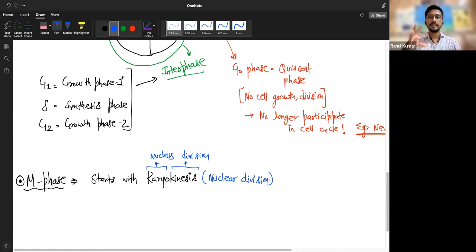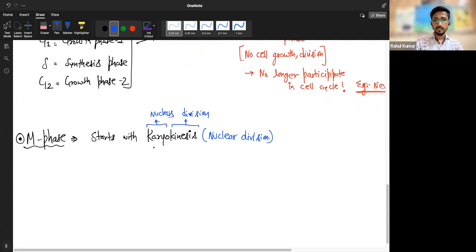So it's simple. If a cell has to divide, then it first has to divide the nucleus which is inside. So when the nucleus divides, the nuclear membrane is gone. So first, write down, M phase starts with karyokinesis. In brackets, write nuclear division. In karyokinesis, daughter chromosomes are separated.